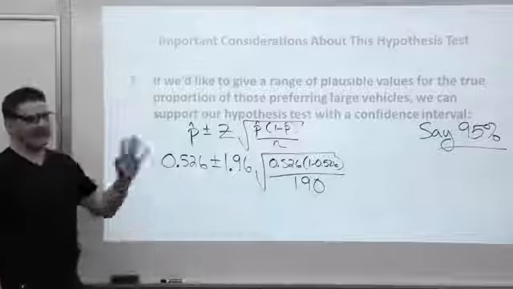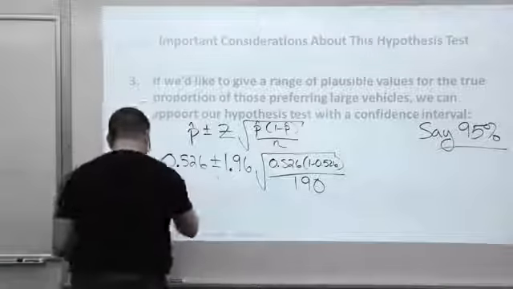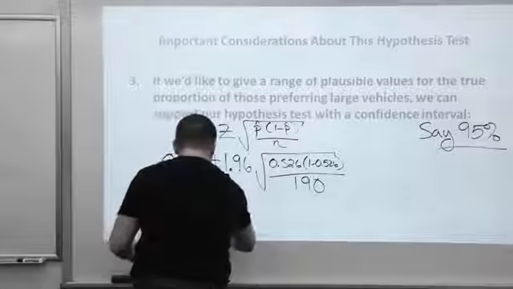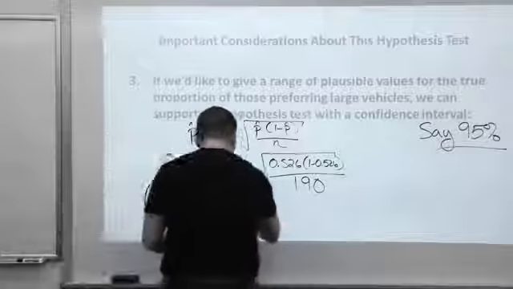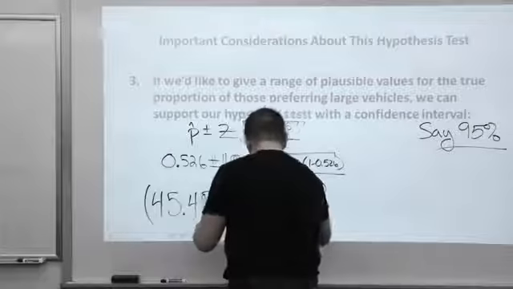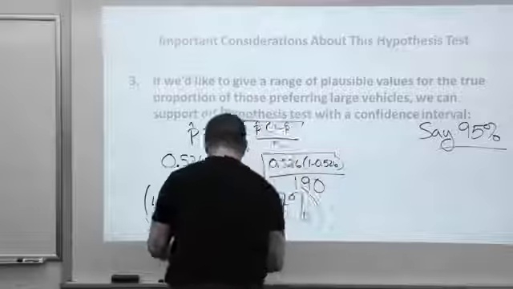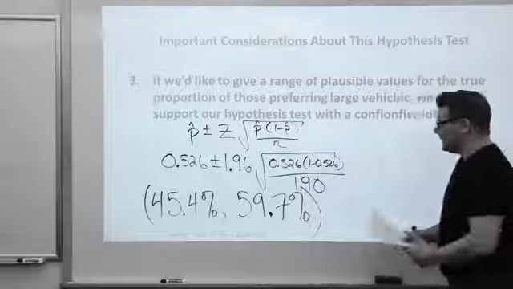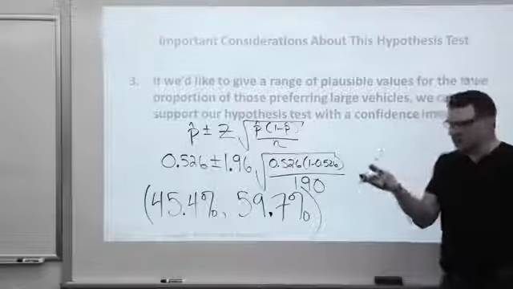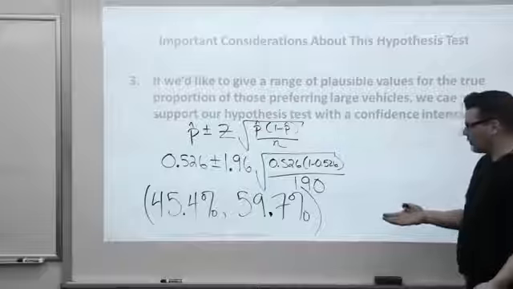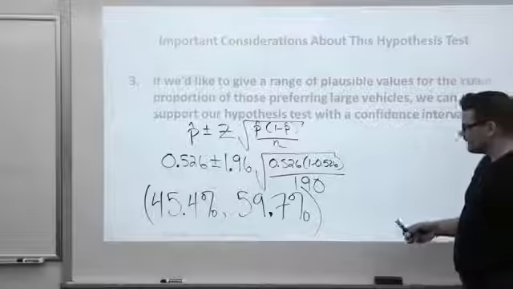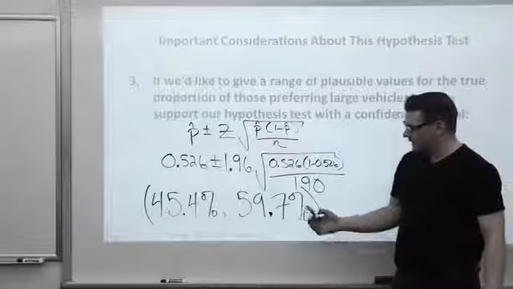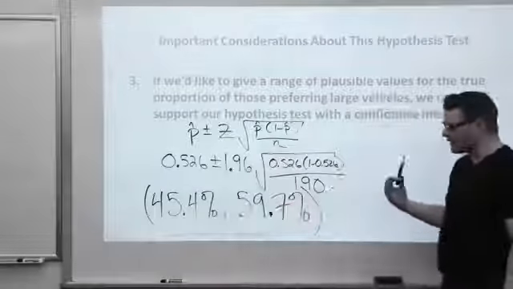Clean this up, add and subtract. Here's the final answer. I got 45.4%, converted to percentages as well. I got 59.7%. What did we conclude at Cecil College? We concluded that more than 44% drive large vehicles. Check out the confidence interval. What do you notice about the confidence interval? The entire interval is above 44%.